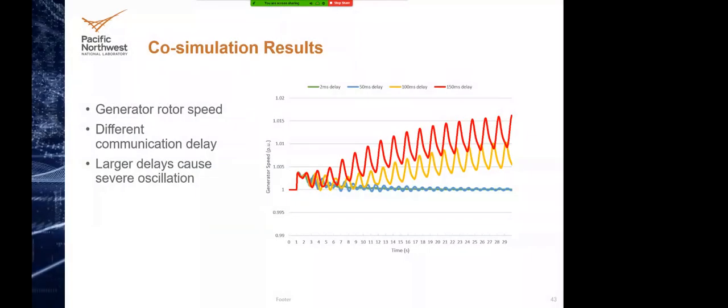Yeah, so this is the simulation result we get from the backend. It shows the generator rotor speed with different communication delays. As we can see, with the larger delay, it causes severe oscillation at this generator. And with that, I think we can go to the questions.